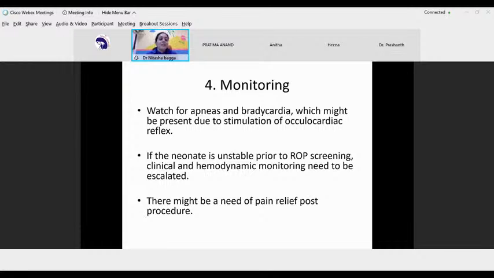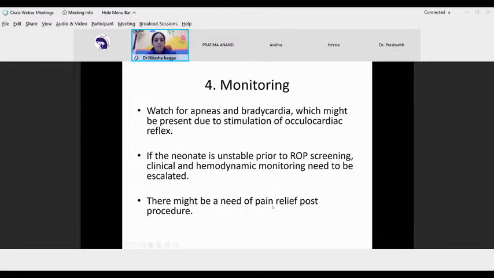If the neonate is unstable prior to the ROP screening, again the clinical and hemodynamic monitoring need to be escalated because it can further worsen sometimes. So if the baby is sick but ROP screening has been done, we have to be even more cautious. And there might definitely be a need for pain relief even after the ROP screening. There might be some neonates who are very, very sensitive and need further pain relief, as other previous consultants have already mentioned the pain relief, so I'm not going into detail of that.